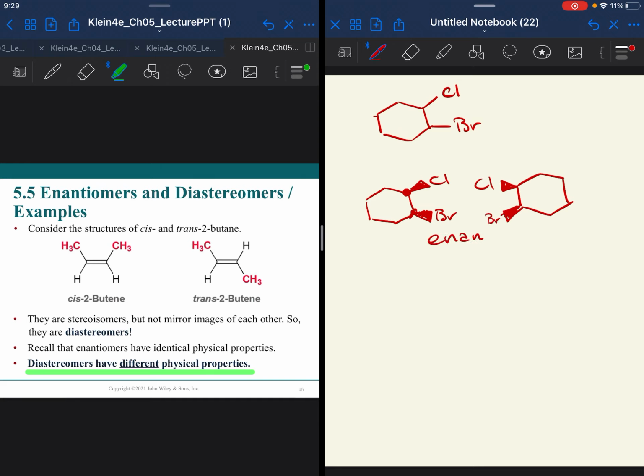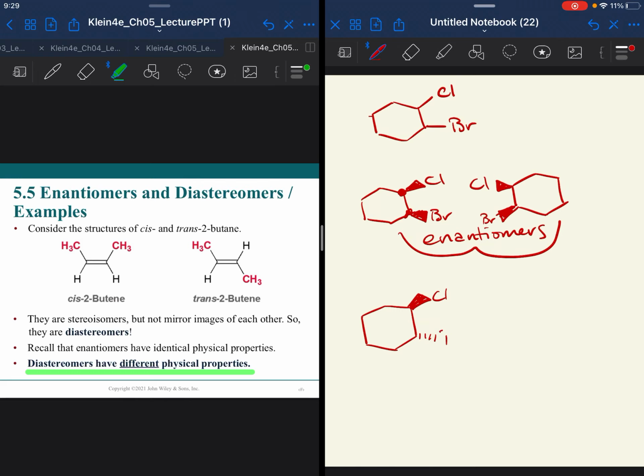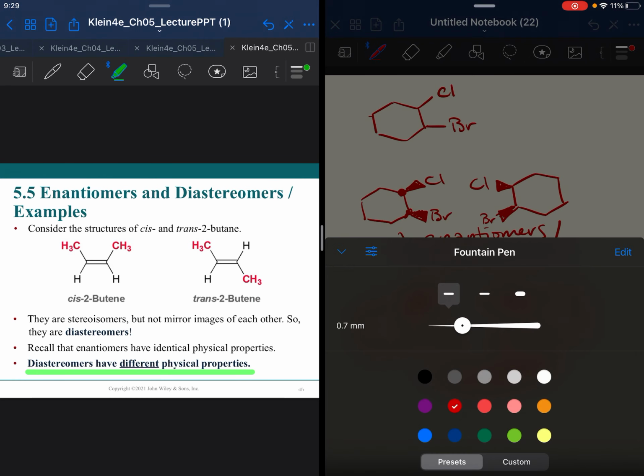Right? These two are enantiomers of one another. But we also have the trans option, right? The trans cyclohexane, where the bromine and the chlorine are on opposite sides of the ring. There's still two chiral centers, so we can draw an enantiomer by reflecting or switching up wedges and dashes. So these two are also enantiomers. But all four of them are stereoisomers.